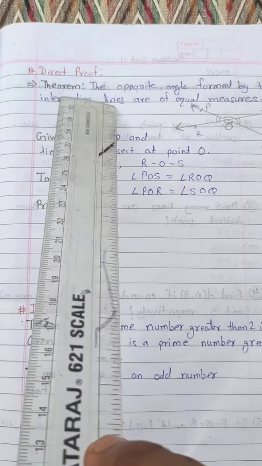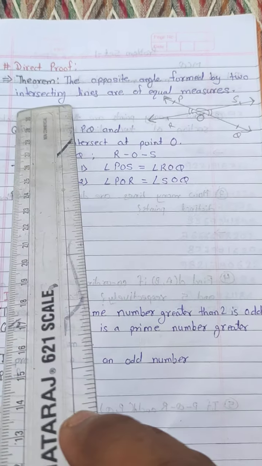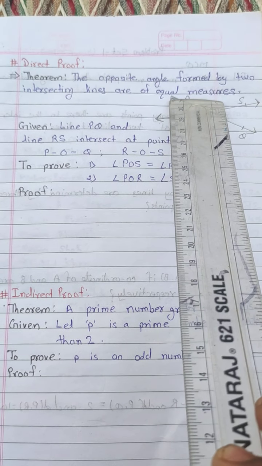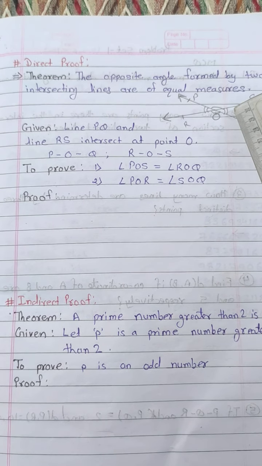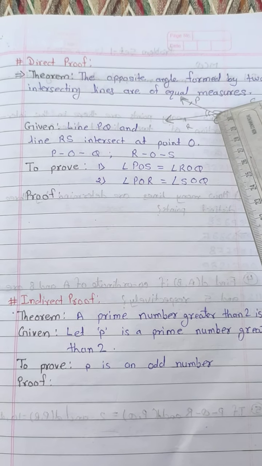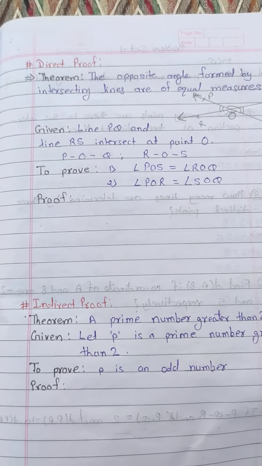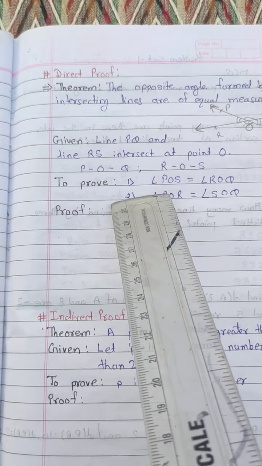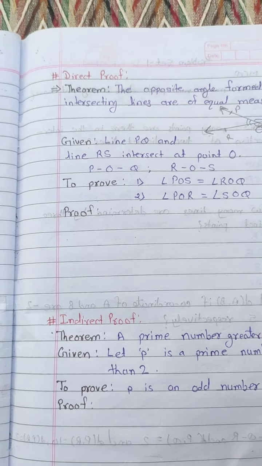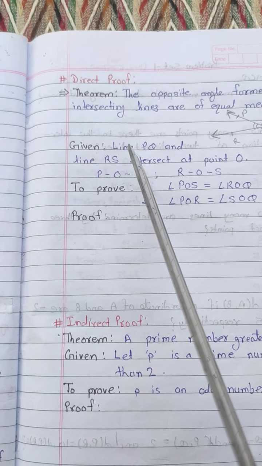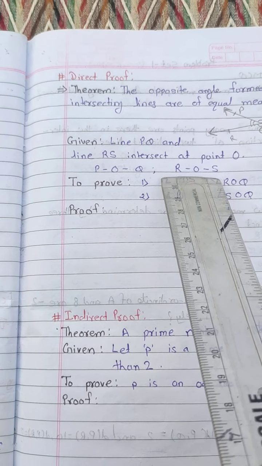See, direct proof. One statement is there: the opposite angles formed by two intersecting lines are equal in measure. So just assume there are two lines, line PQ and RS, both intersecting at O. In all theorems we have to write the given, to prove, and proof part. So just listen. Given: lines PQ and RS intersect at point O, and P, O, Q are collinear points, R, O, S are also collinear points.